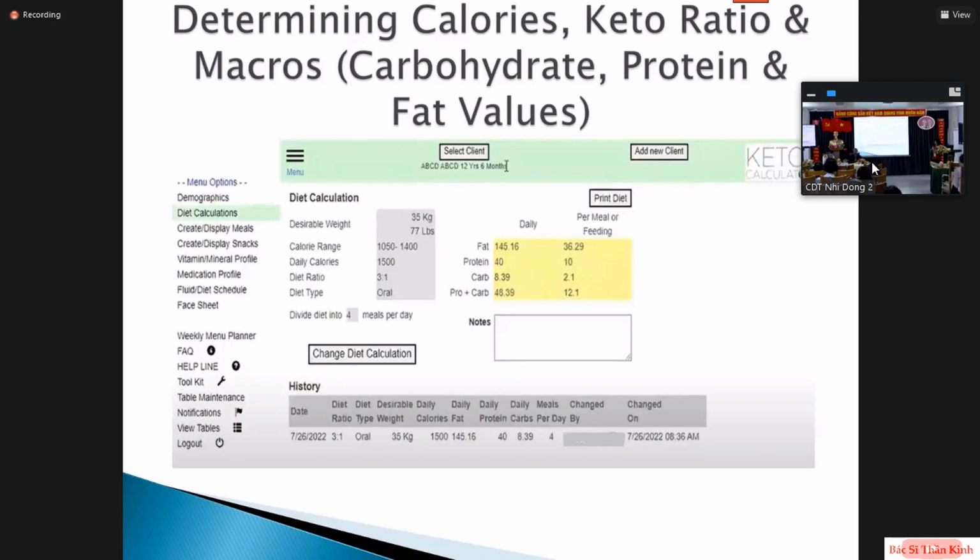Next is determining the calories, keto ratio, and the macronutrient calculation, that is carbohydrate, protein, and fat. So here you can see you have to add the ideal body weight of the patient that you're calculating the diet for. You decide the calories as well and the keto ratio, and then you also decide the number of meals that you're going to give to the patient. When you do that, the app will automatically mention the values on a daily and per meal allowance that you set, but you can make changes if you so require, and then you save it. Once you save it, again, it goes into a database. So whenever you want to refer to it, you can do so over here.